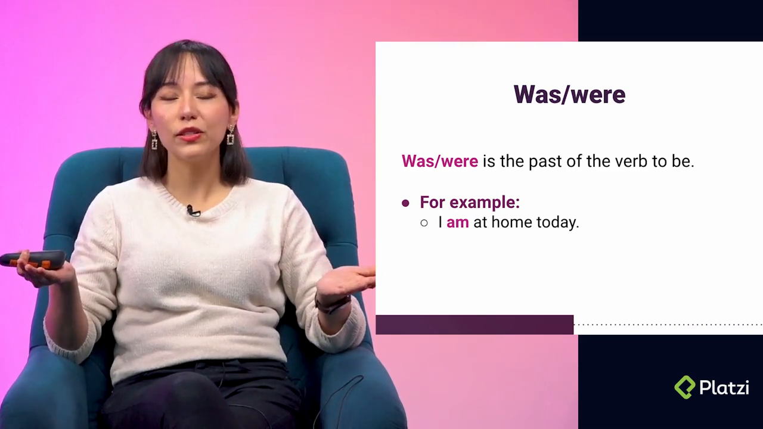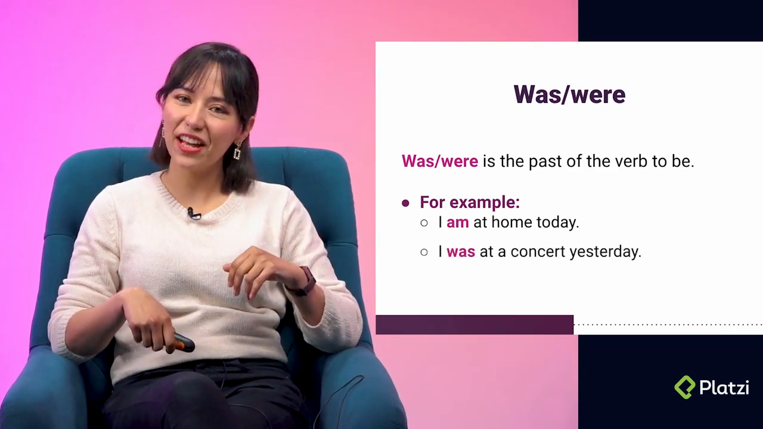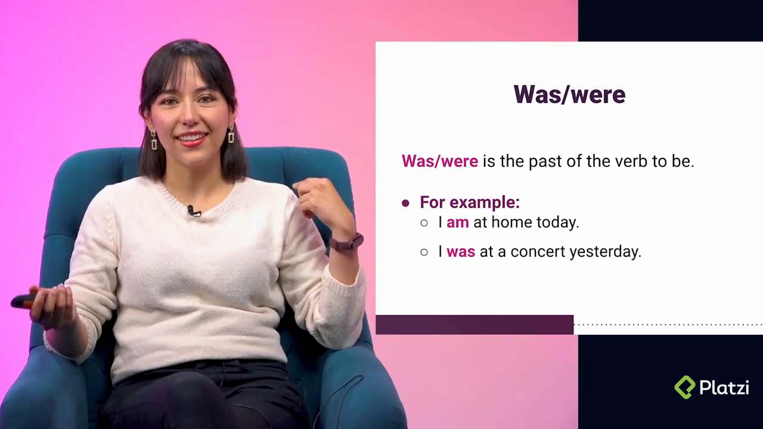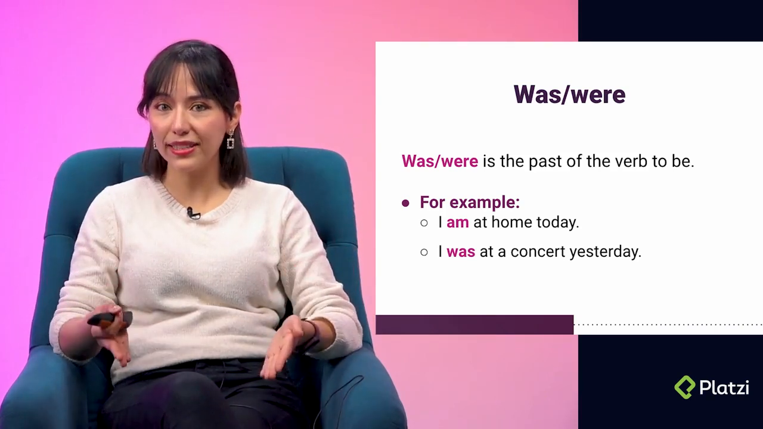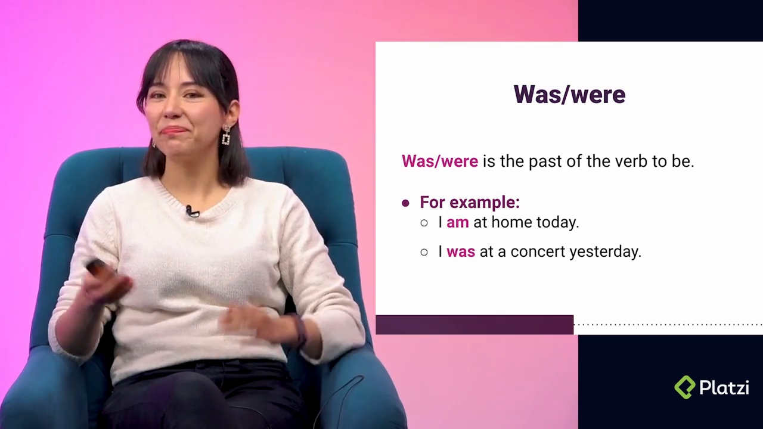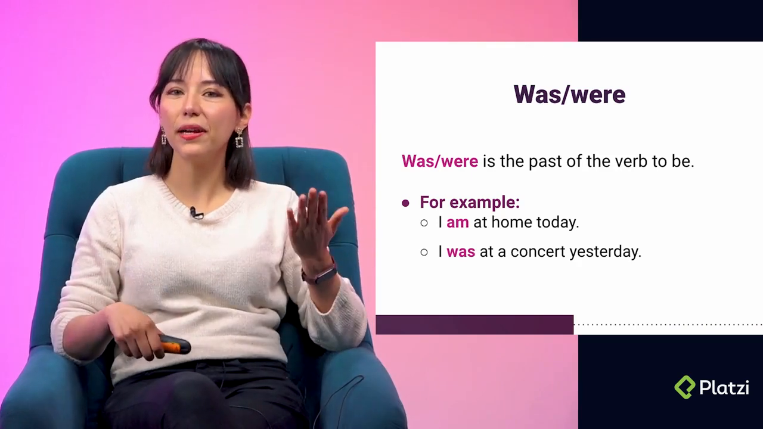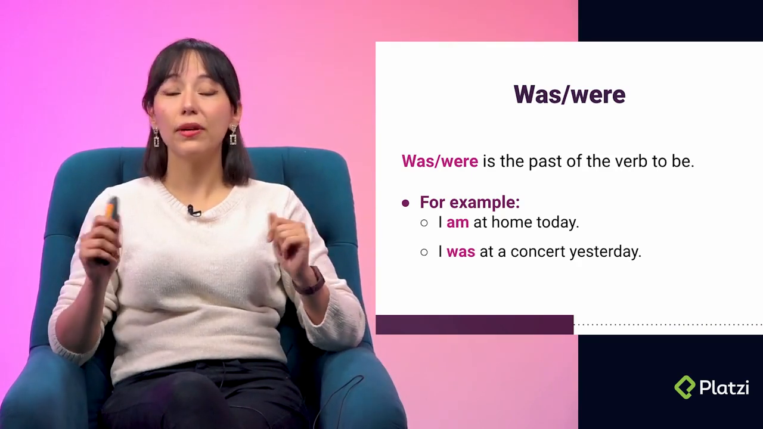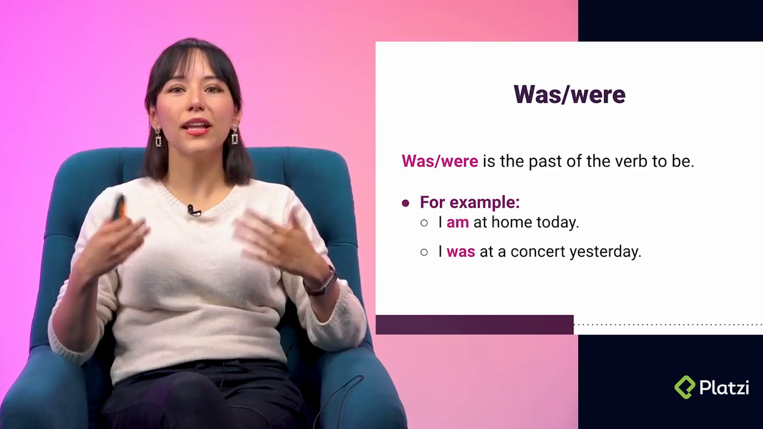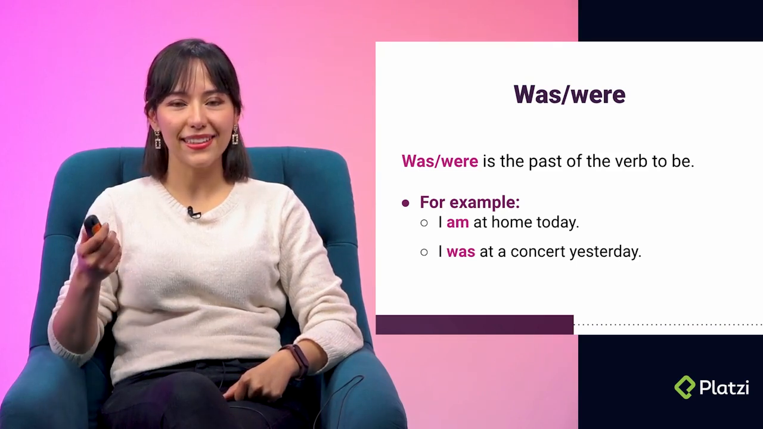But what if I want to talk about where I was yesterday? Here's an example. I was at a concert yesterday. I am at home today. I was at a concert yesterday. Very simple. Nice examples with the verb to be in present and in past. But as you can see, we are only using the first person here. So let's check how else we can use the verb to be in past.